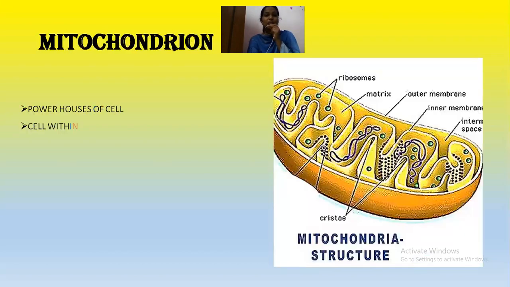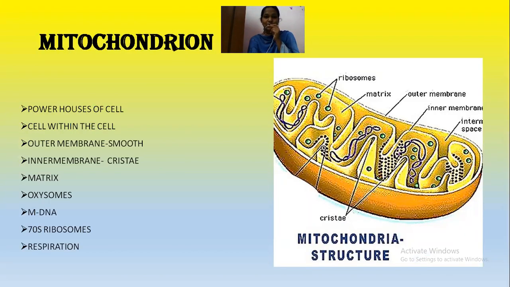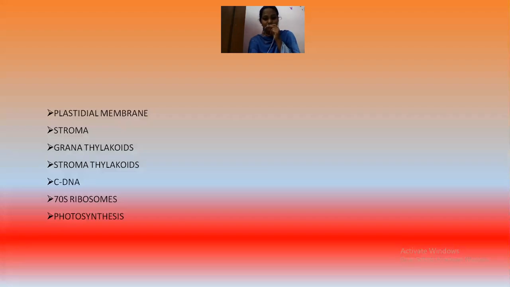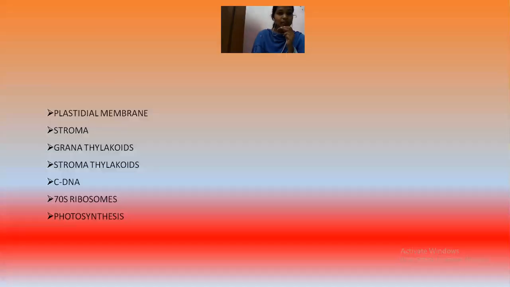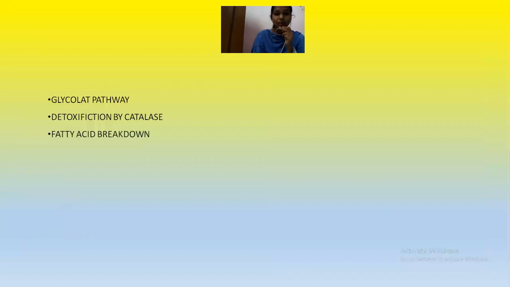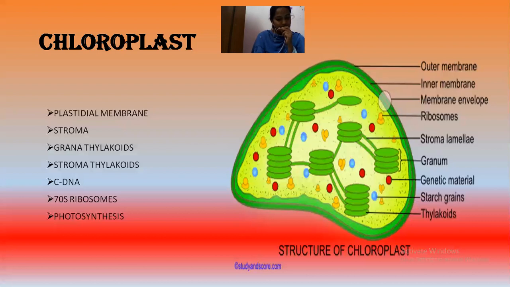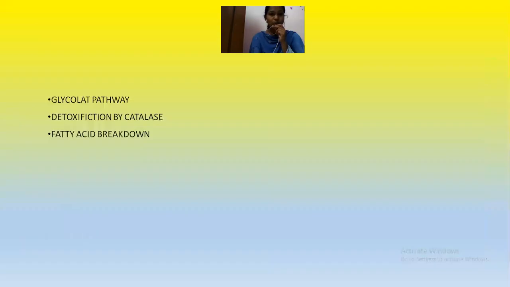Next, mitochondria. This mitochondrion is associated with respiration as it stores energy. It is called the powerhouse of the cell, and as it has its own DNA and ribosomes, it is called the cell within the cell. And the next cell organelle is the chloroplast. The chloroplast is associated with photosynthesis, which provides the food for all living organisms. That makes plants autotrophic. This is also bounded by two membranes.